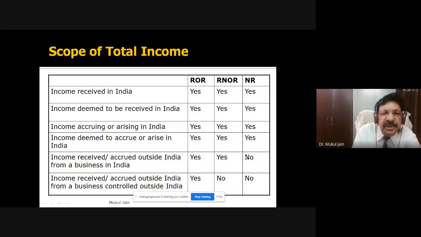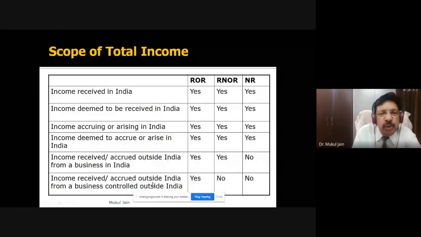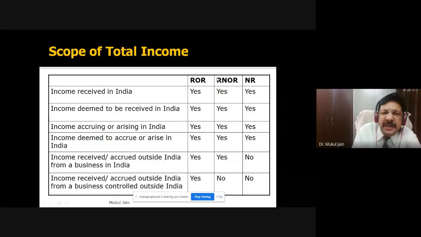And if the income is received or accrued outside India from a business controlled outside India, let's say a Microsoft company or a Google company or Facebook, they are American companies because they are incorporated over there. Then only the ordinarily resident will pay in India, because that means he meets all those conditions. That means most of the time he's in India. So he will pay in India. But for these other two categories, not ordinarily resident and non-resident, they will not pay in India. That is why it is essential to know this.